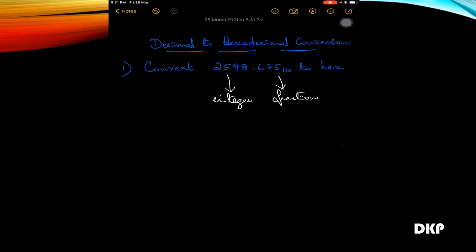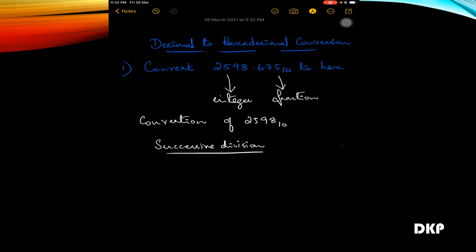So which is the integer part here? 2598. So let us do the conversion of 2598 to the base 10. When you do the conversion of the integer part, you have to do the successive division and write down the remainder.